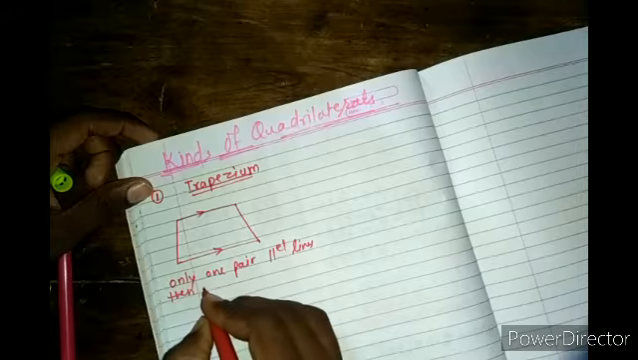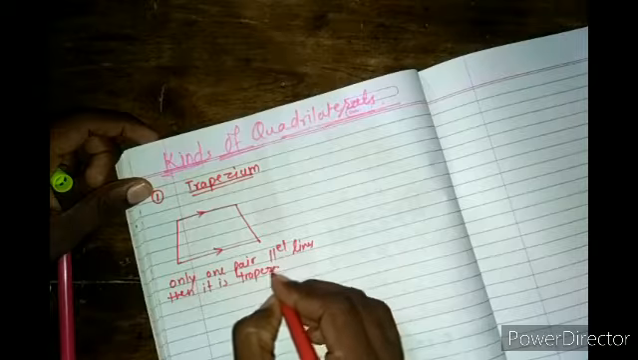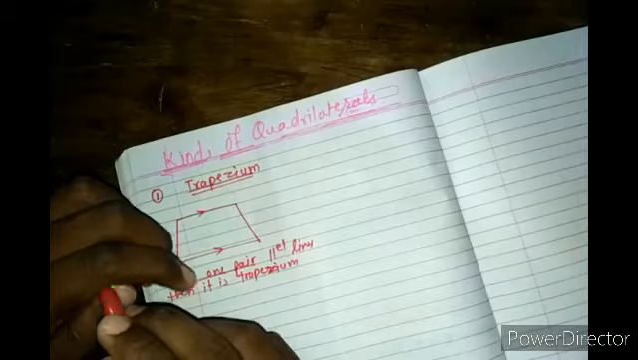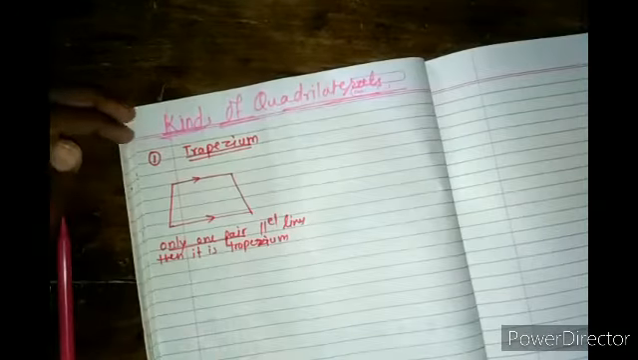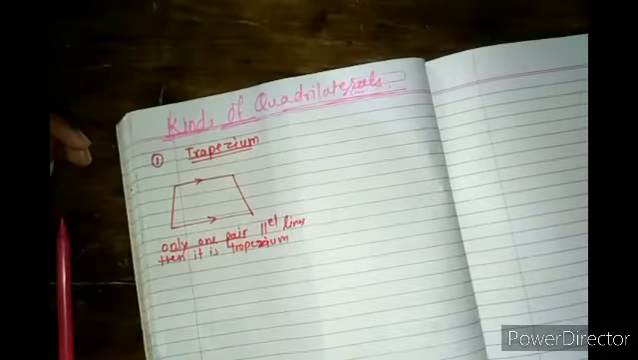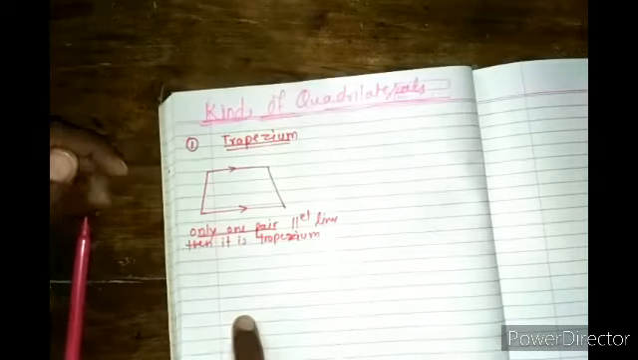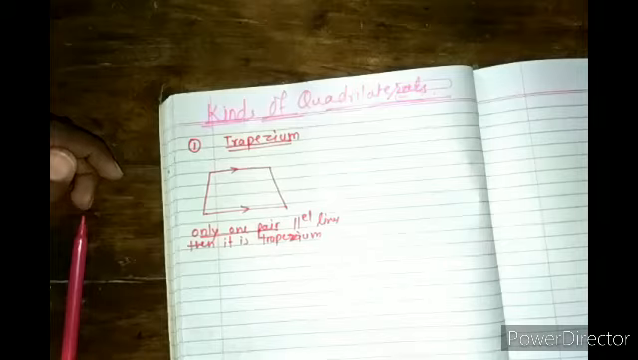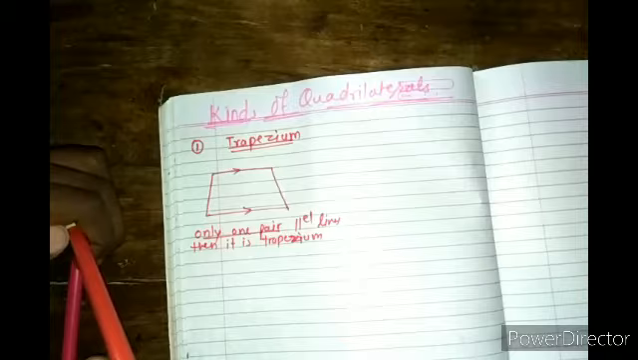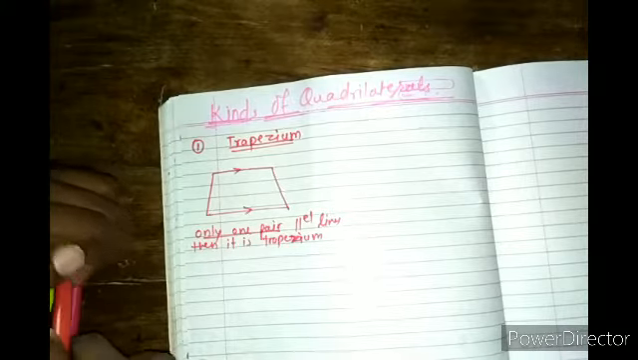When there is only one pair of parallel lines, it is a trapezium. So what do we have to focus on? Only one pair, right? There are so many figures. After seeing them, you feel that it is a quadrilateral. But if someone asks you, is it a trapezium? Then we have to focus that it should have only one pair, right? So I think it is sufficient to explain the trapezium: a quadrilateral which has only one pair of parallel sides, right?